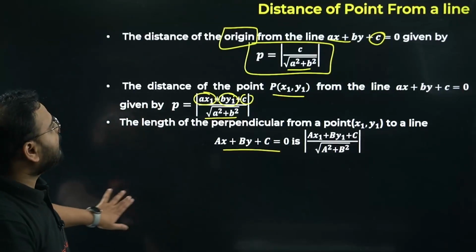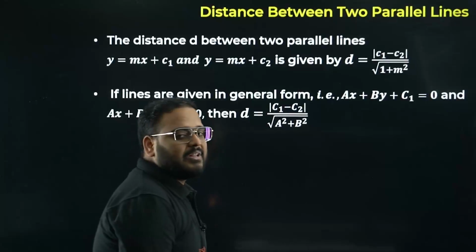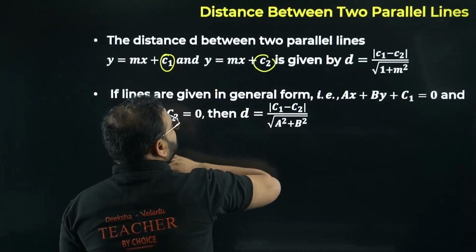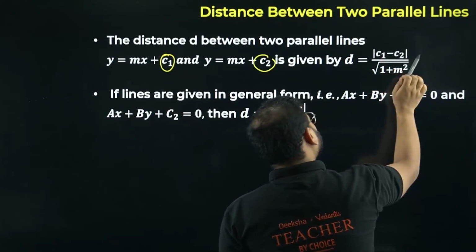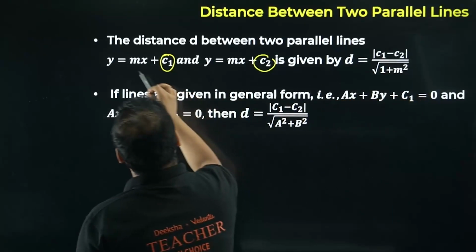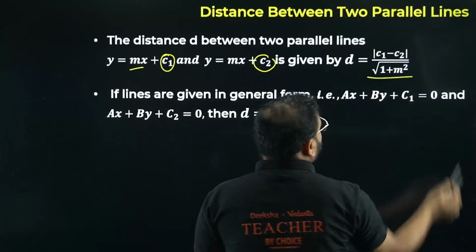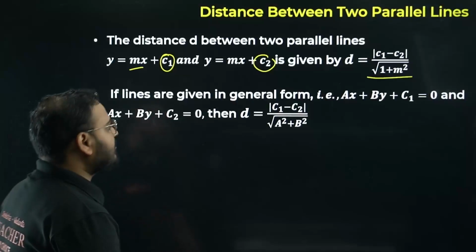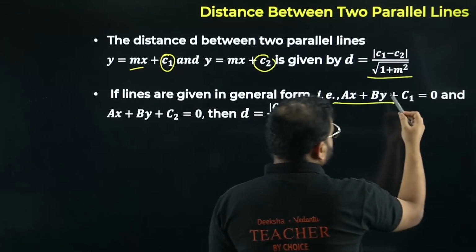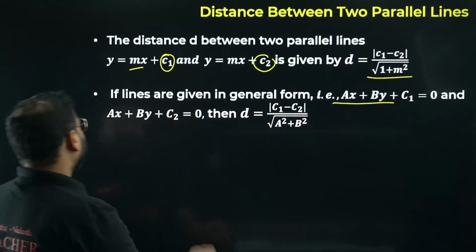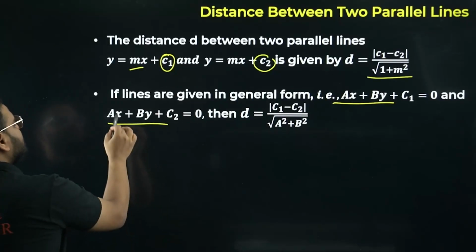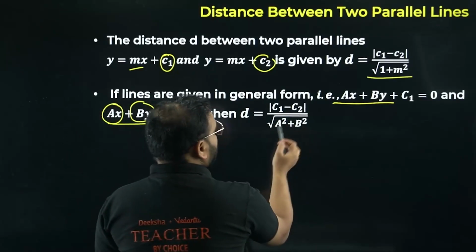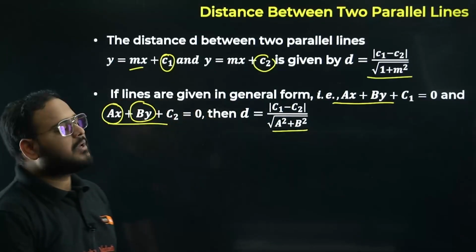Moving on now. Distance between two parallel lines. What will happen in this case? You will have only the constant difference, no? This and this. Have a look. So write c1 minus c2 or c2 minus c1, which remains the same thing. And since the slope is also the same, write this as root of 1 plus m square. Very simple. What next now? If lines are given in general form, basically ax plus by plus c1, and again ax plus by plus c2. Why is this the same? Because they are parallel in nature. No change. Same thing. c1 minus c2 upon root of a square plus b square.